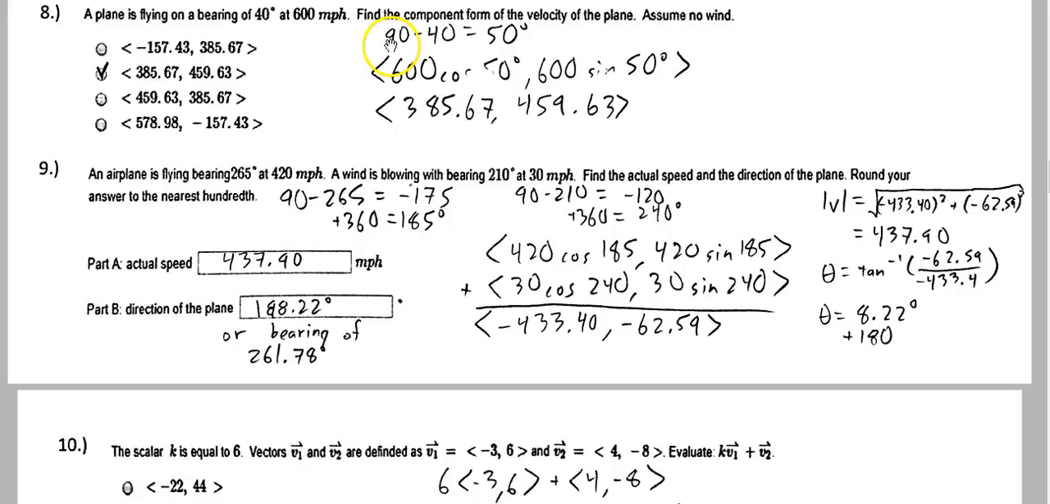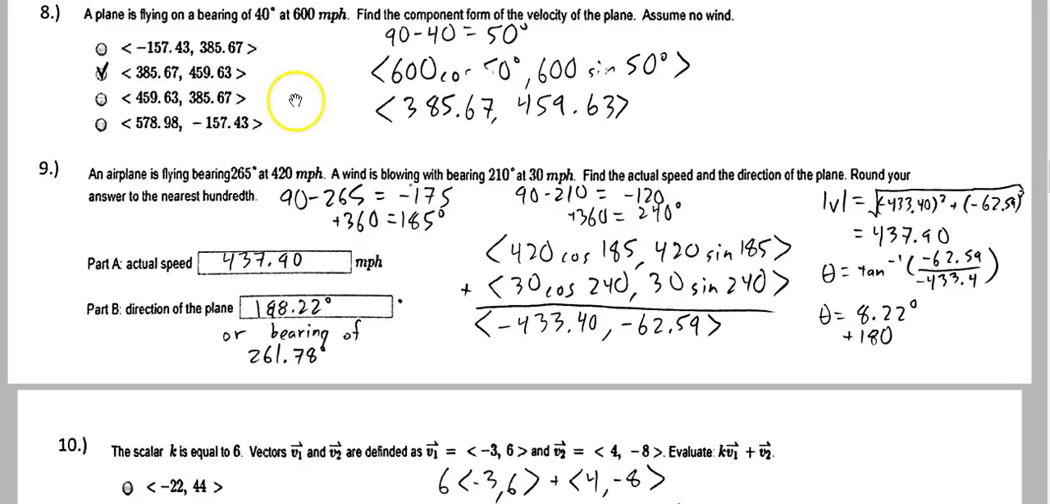Here's another question where we were given bearings. So I did 90 minus the first angle. I got a negative number this time, so I just added 360 to make it 185 instead. And then there was a second bearing given. So again, I repeated that process, 90 minus the bearing, added 360 because I didn't want a negative number.